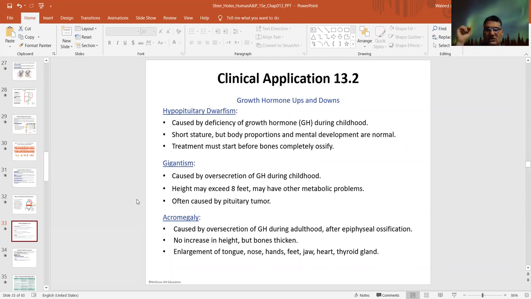Okay? So if you are growing, like if you are under 25, 27, around that age, if you're under that age, you are still growing.